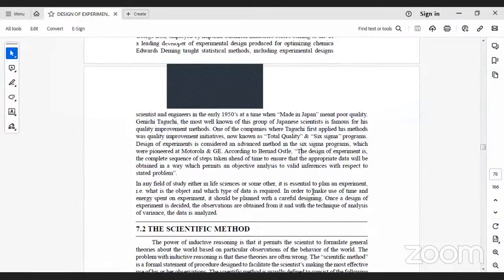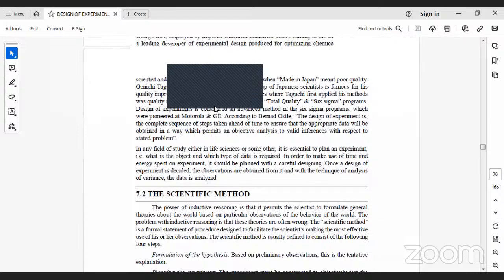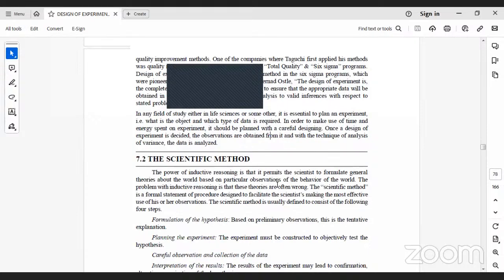Once a design of experiment is chosen, the observations are obtained, and with the technique of analysis of variance, the data is analyzed. Then we are taking the scientific method. What is the scientific method? They will ask in the examination: explain the scientific method.